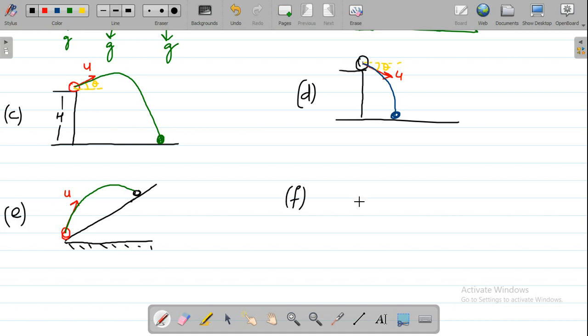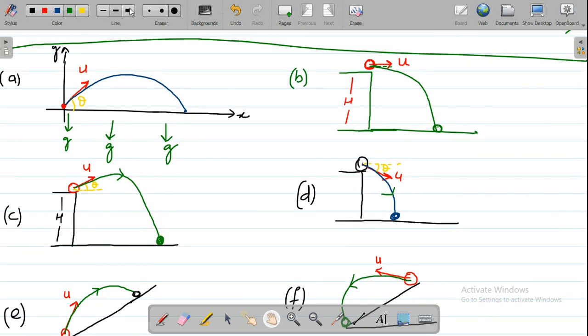And the last type of projectile which we are going to discuss is if we throw an object down the inclined plane with some initial velocity u. So here the path will be like this. So it will be here. This is the direction of motion, and यहाँ पे ये है direction of motion.